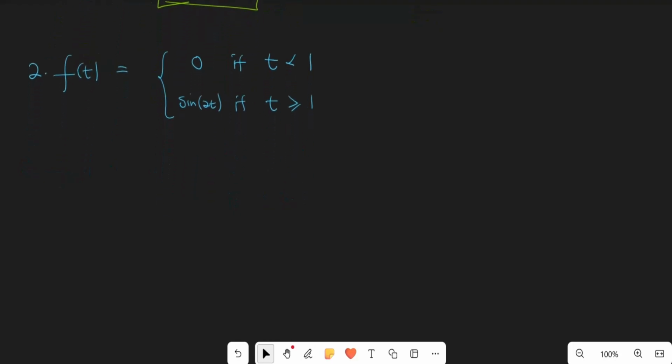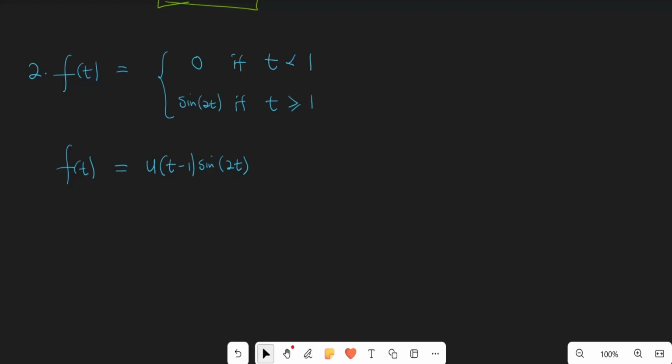Cool. So we have to write this one in the step form. So the step form f of t is going to be equal to, it is 0 for t less than 1, so it doesn't matter, but the unit step function here is going to be u of t minus 1. So a in this case is 1, that is the value of t at which the function will change its behavior. And then we multiply by the function. After 1, it is behaving like sine of 2t.